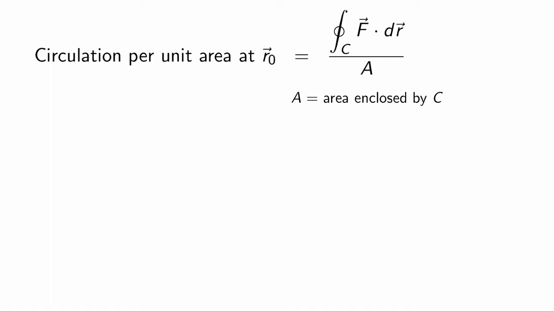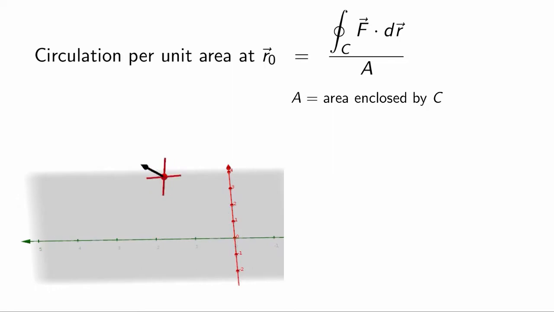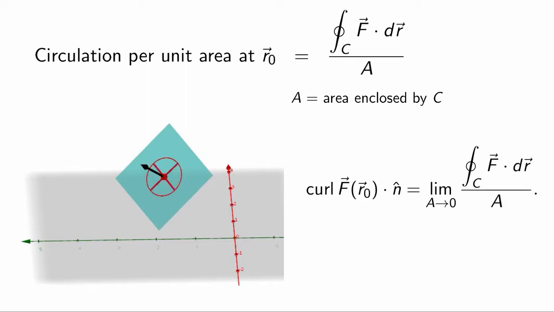Now, the larger the circulation per unit area, the more rotation we expect the field to induce at the point. This is where the curl comes in. Let n hat indicate the orientation of the paddle wheel in the field. Then for a curve around the wheel, in the plane perpendicular to n hat, the curl is related to the circulation per unit area.